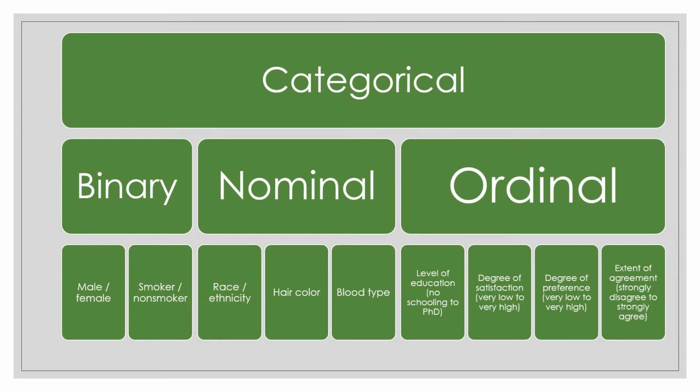So, as you can see, for binary and nominal variables, all the categories are equal. There's no ranking involved in those categories. All racial ethnic groups are equal. All hair colors are equally beautiful, and all blood types, they are different, but they have different functions and characteristics.